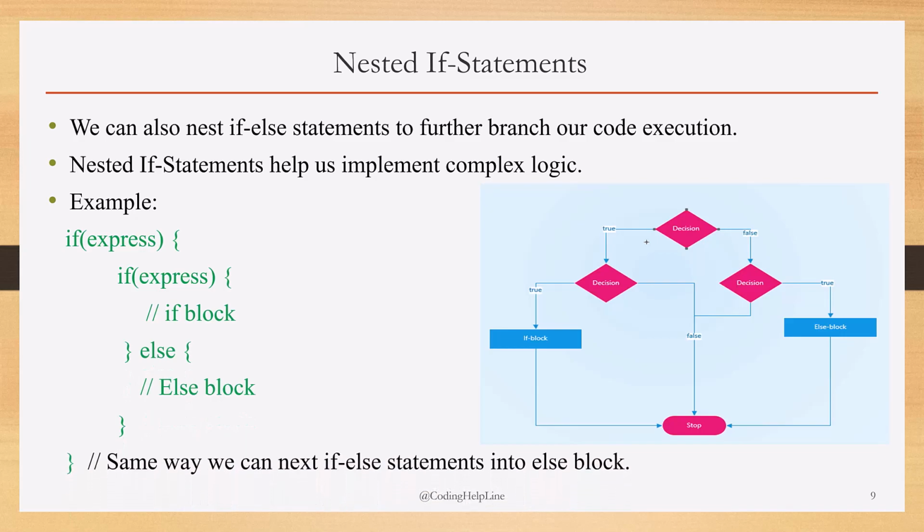Okay, so the outer if expression is evaluated. If it is true, it goes into this if block. This if block's condition is evaluated, and if true, the if block is executed. If this expression is false, it goes into the else block and the else block will be executed. In the same way we can add an else clause here. In the else clause we can again nest the if else statements.